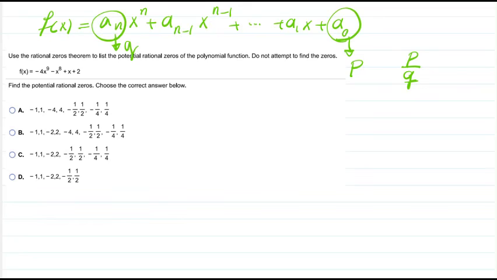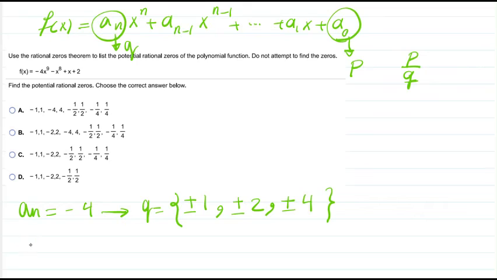Now, look at the function. What is the degree of this polynomial? The leading coefficient of the function is an. Degree of this polynomial is 9, and an in this case is negative 4. This is an. A0 is the constant and it is positive 2 in this case. So an is negative 4. What are the factors for an? Let's call the set q. The factors are positive and negative 1, positive and negative 2, and positive and negative 4.